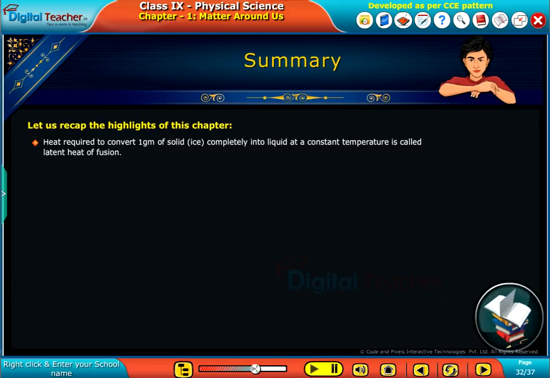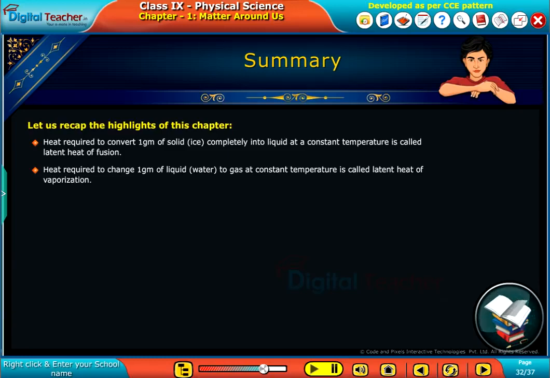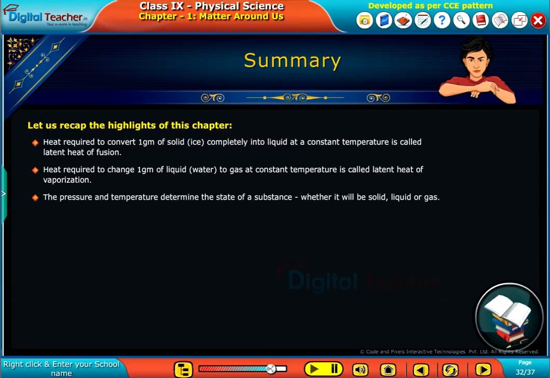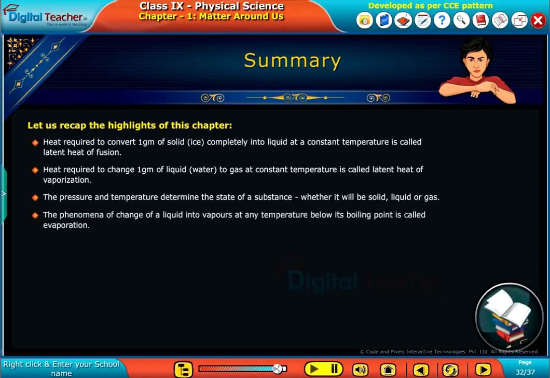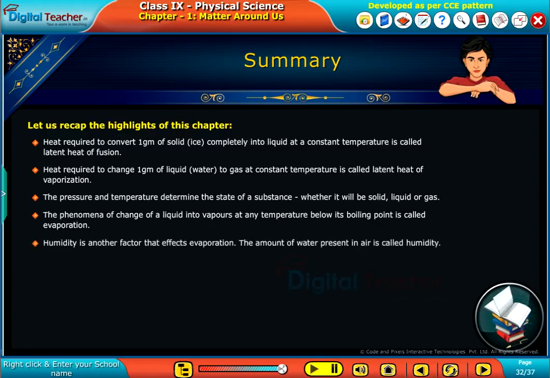Heat required to convert 1 gram of solid, that is ice, completely into liquid at a constant temperature is called latent heat of fusion. Heat required to change 1 gram of liquid, that is water, to gas at constant temperature is called latent heat of vaporization. The pressure and temperature determine the state of a substance, whether it will be solid, liquid, or gas. The phenomena of change of a liquid into vapors at any temperature below its boiling point is called evaporation.